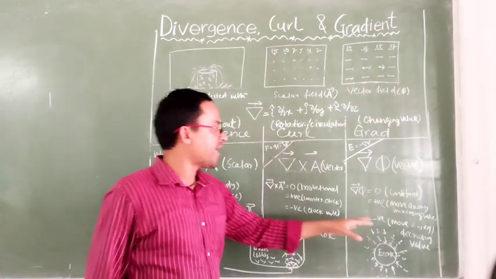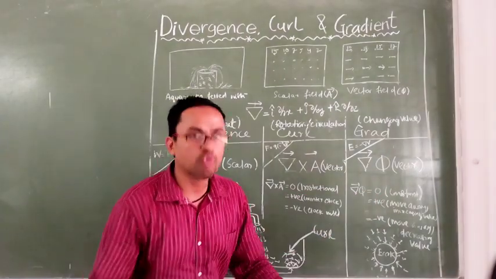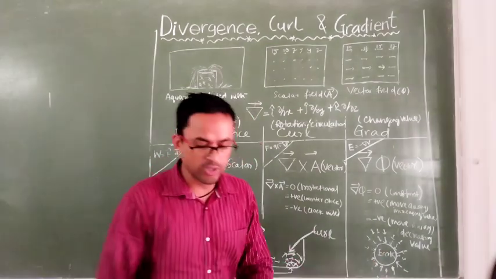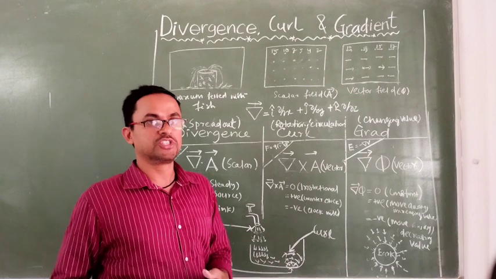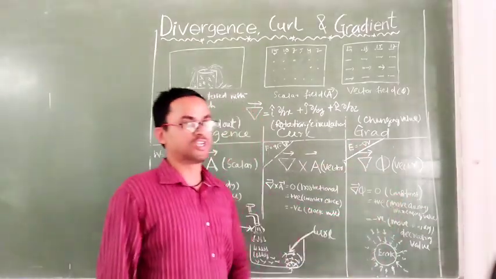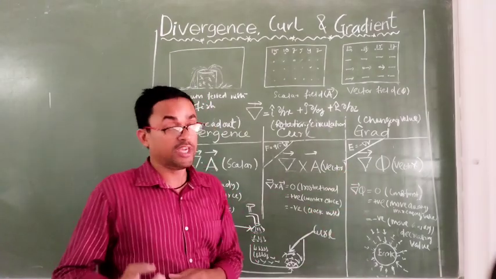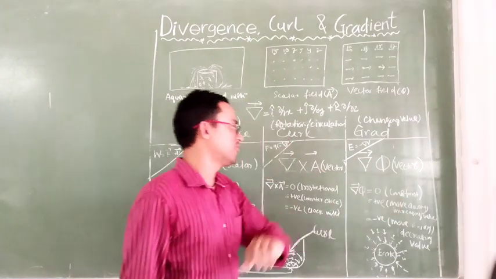And in case grad phi is 0, that means there will be no changes. That means like an equipotential surface, all this potential is the same. That means you won't find any increase or decrease of the potential. So in this direction, if you take the gradient, you will find a constant value.